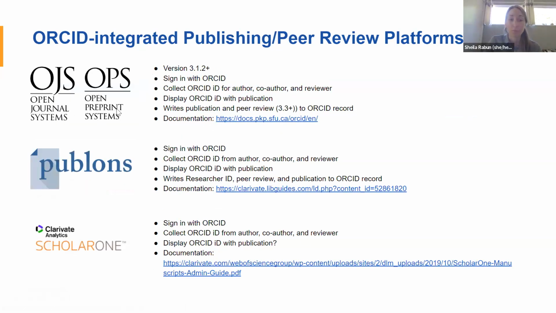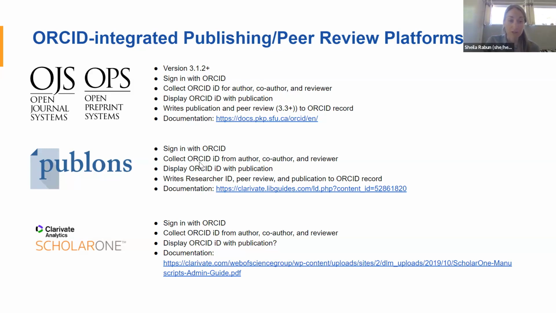Open Journal Systems and Open Preprint Systems work kind of the same. If you're using a certain version or higher, there is an ORCID plugin for these. We've got documentation on that, and we're going to see demos of the integrations in OJS in just a minute. This one allows you to sign in with ORCID. You can get the ORCID IDs for the author, co-authors, and reviewers. It will display the ORCID ID with the publication. And this one actually writes the publication information directly to the author's ORCID record, not necessarily relying on that Crossref or DataCite integration. It will also write peer review activity to ORCID.